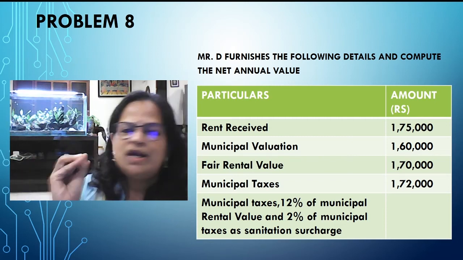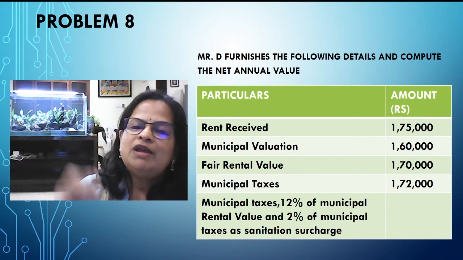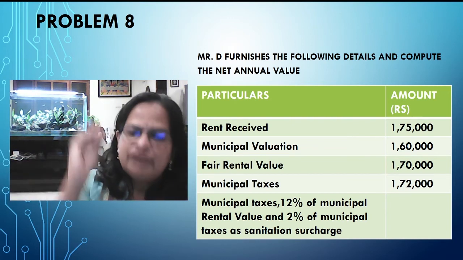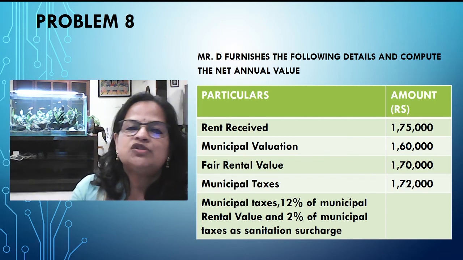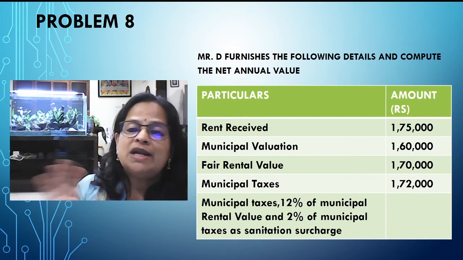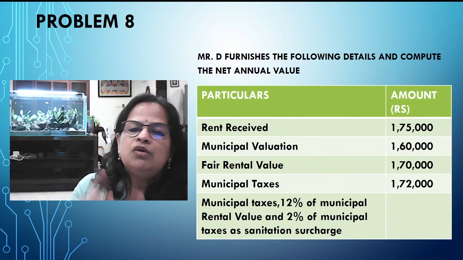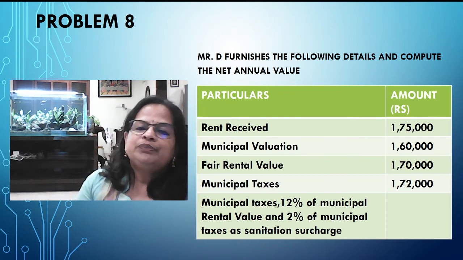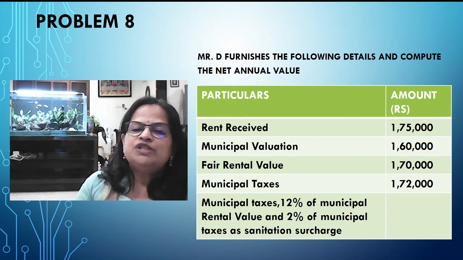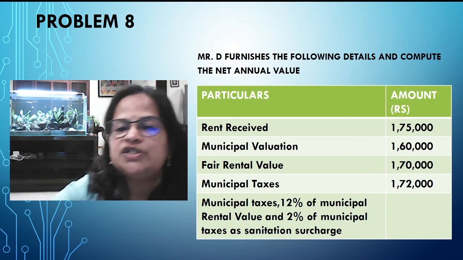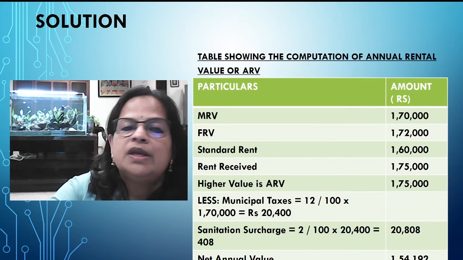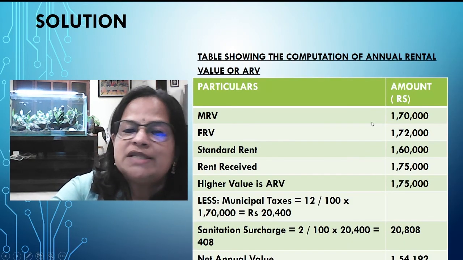Rent received 1,75,000, municipal valuation 1,60,000, fair rental value 1,70,000. Municipal taxes 1,72,000. Now, municipal taxes are 12% of municipal rental value, and 2% of municipal taxes as sanitation charge. Now how do you do this?